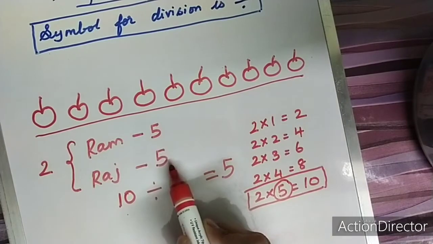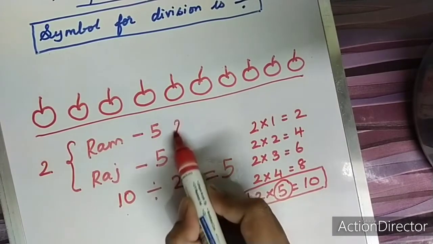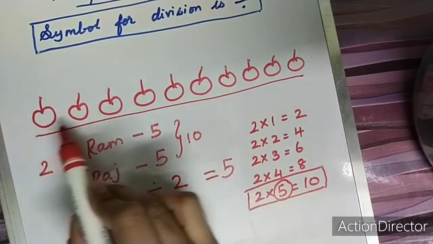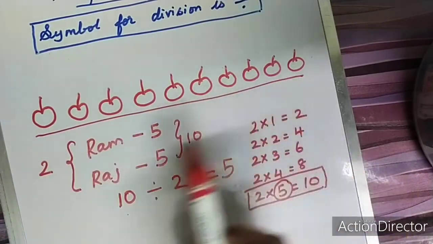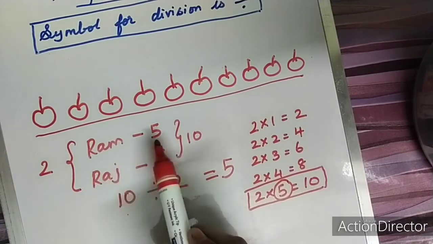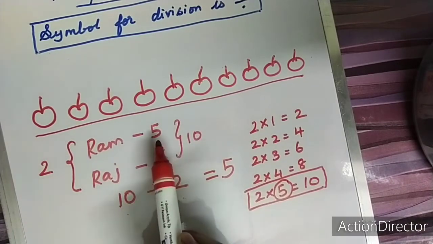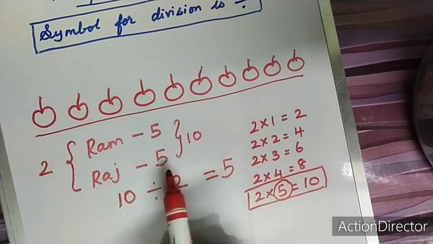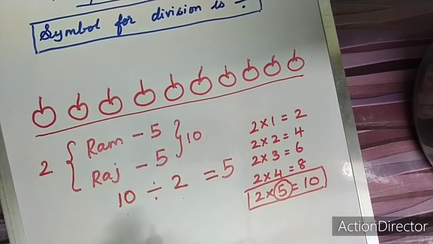So 5 plus 5 is totally how much? 10. We have shared these 10 apples between Ram and Raj. Raj will get 5 apples and Ram will get 5 apples. We have shared equally; both of them got the same number of apples.